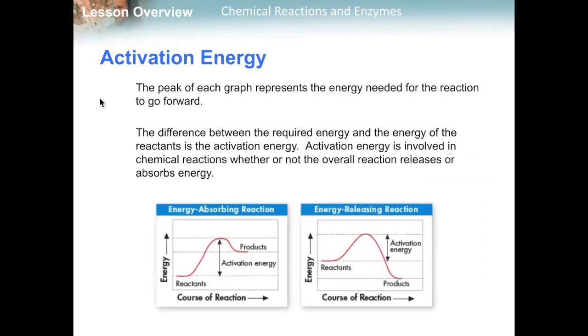The peak of each graph represents the energy needed for the reaction to go forward. The difference between the required energy and the energy of the reactants is the activation energy right here. Activation energy is involved in chemical reactions whether or not the overall reaction releases or absorbs energy. So the reactants start here, and the activation energy pushes them up, combines, and the products have a higher energy state. And that's an absorbing reaction. Here, the reactants combine with the activation energy and then drop to a lower state. And that's a releasing reaction.